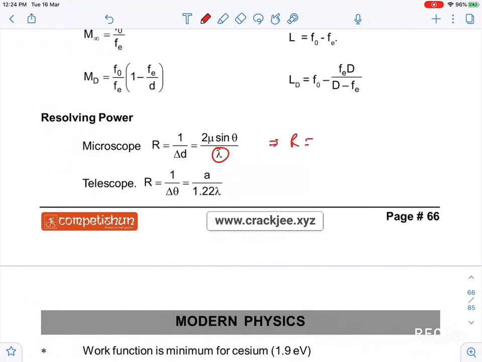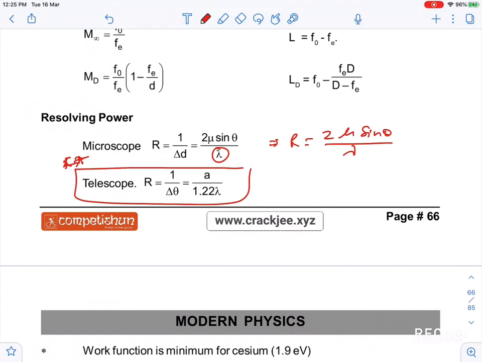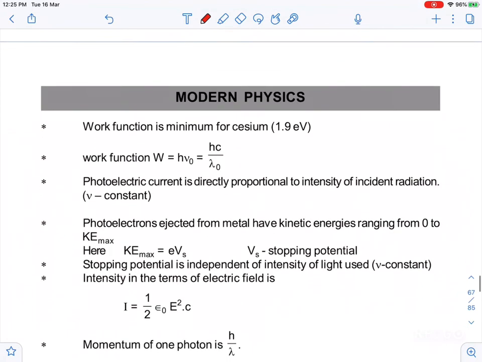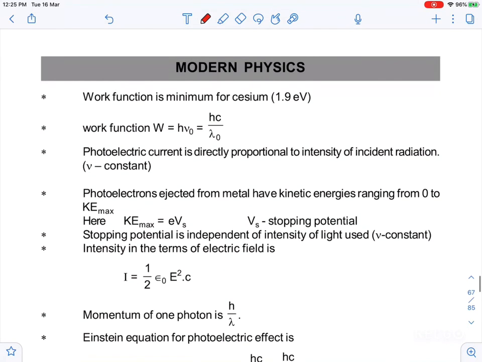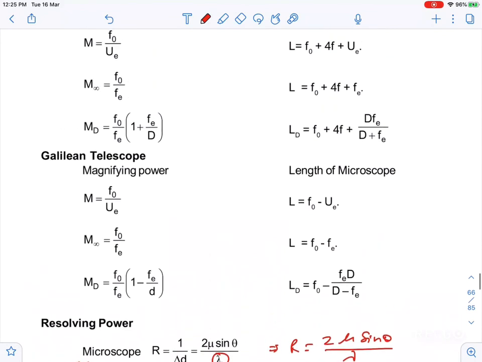Resolving power is actually inversely proportional to wavelength. For microscope, resolving power is 2 refractive index sine theta by lambda. And this formula is the most important formula. I can say that 3 times JEE asked the question based on this formula, guys. R is equal to A by 1.22 lambda. This is for telescope.